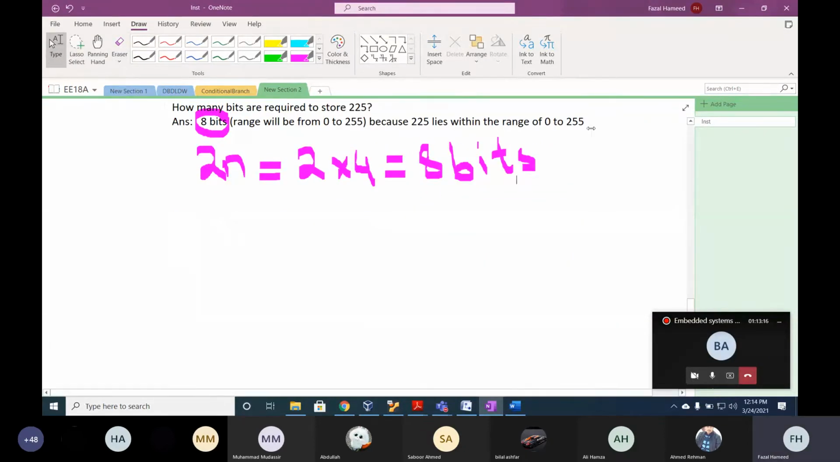So now let's assume a scenario where n is equal to 8. It means the maximum value is 255. So if the maximum value is 255 for n equal to 8, we multiply 255 by 255. So the result is 65,025.